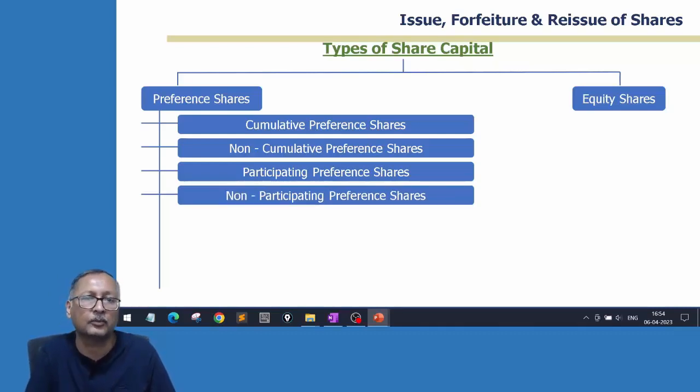Non-participating, they will not participate. Non-participating is a normal preference share. It cannot have anything other than what is mentioned as the fixed rate of dividend in the preference capital. Equity shareholders can get any rate of dividend; the preference shareholders will not have any share in it.